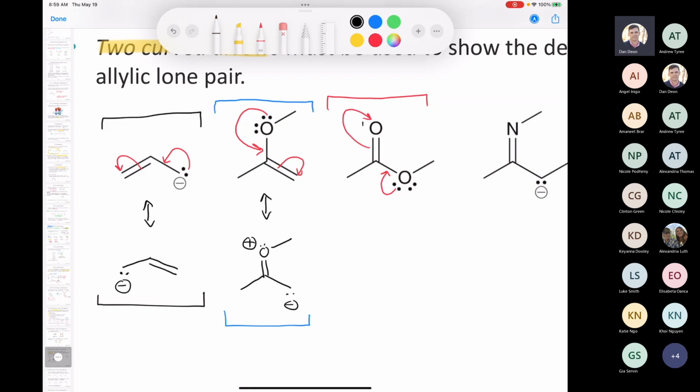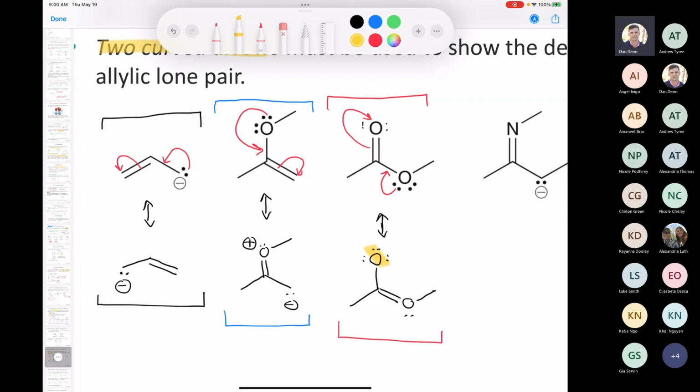You can even put in the lone pairs that are missing, like that. And now we're going to draw the other resonance contributor, which is going to look like this. So we're going to have this, and then we'll have a double bond here, like that. Now, I have a question for you all.